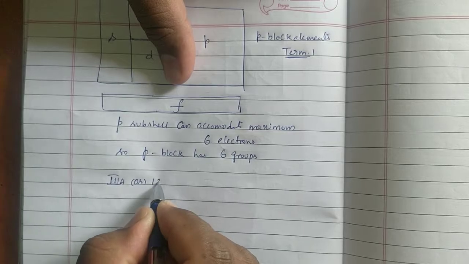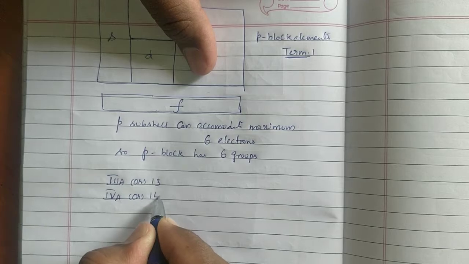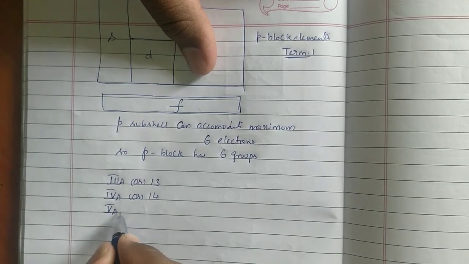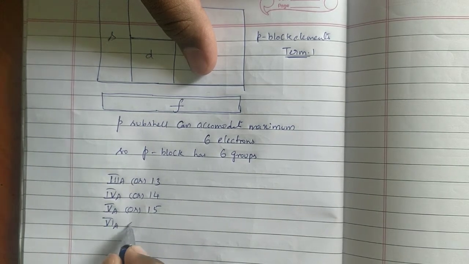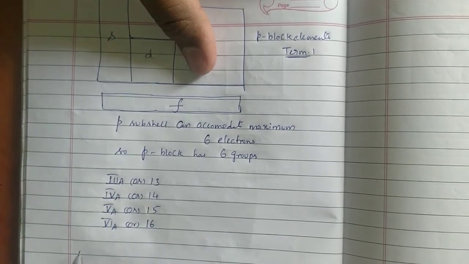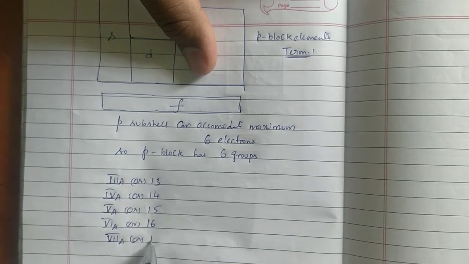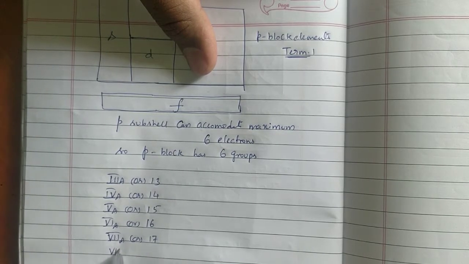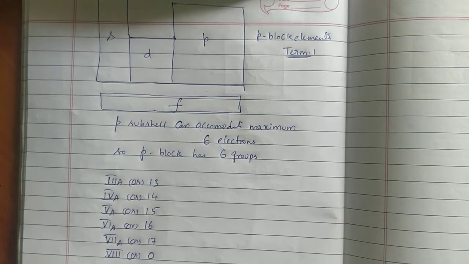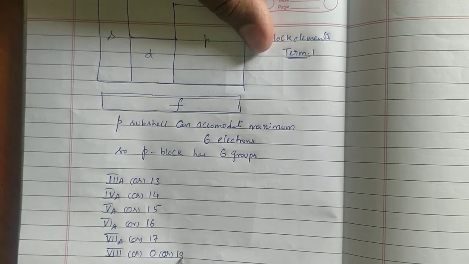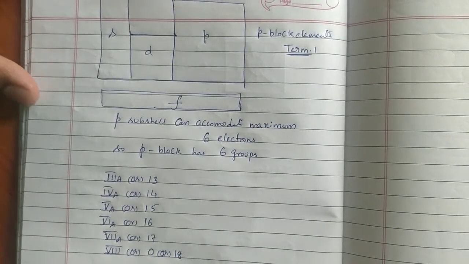3A or 13, 4A or 14, 5A or 15, 6A or 16, 7A or 17. The 8th group is also called the 0 group, that is the 18th one. These are the 6 groups present in P block.